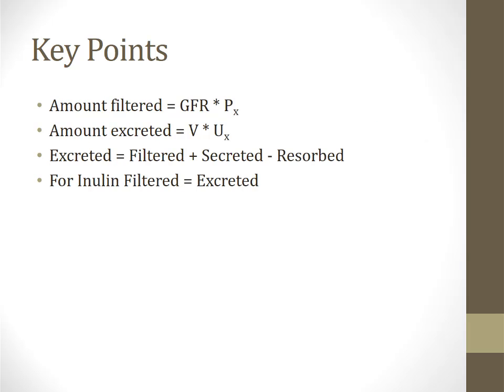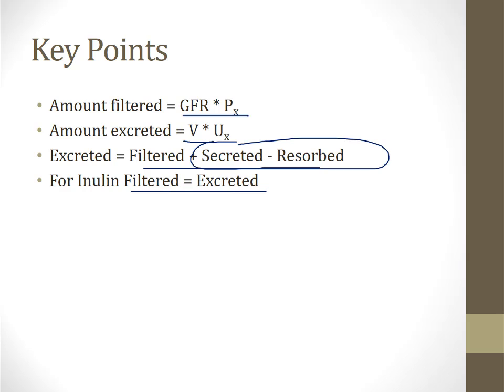The amount filtered of any substance is the filtered load, that's the GFR times the plasma concentration. The amount excreted of any substance is the volume flow rate of urine V times the urinary concentration of that substance. And then excreted is filtered plus secreted minus reabsorbed. And remember that for inulin, whatever is filtered is excreted because there is no net secretion or reabsorption.